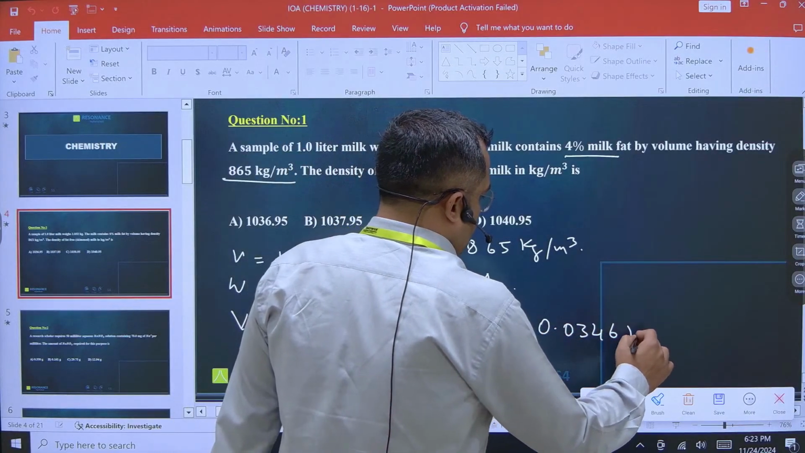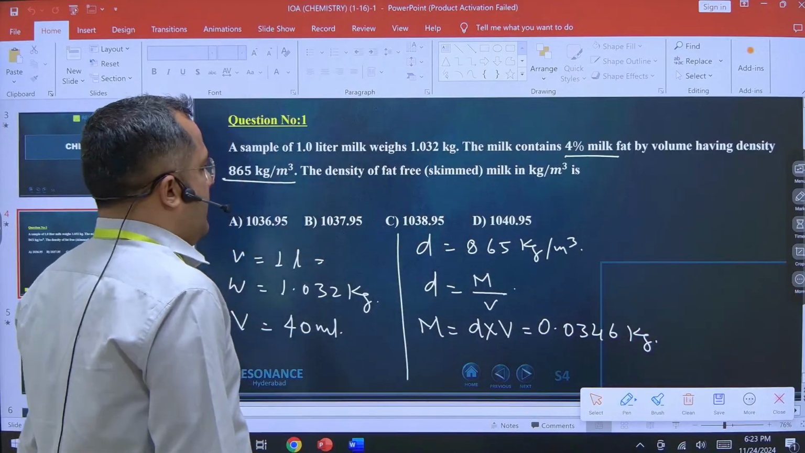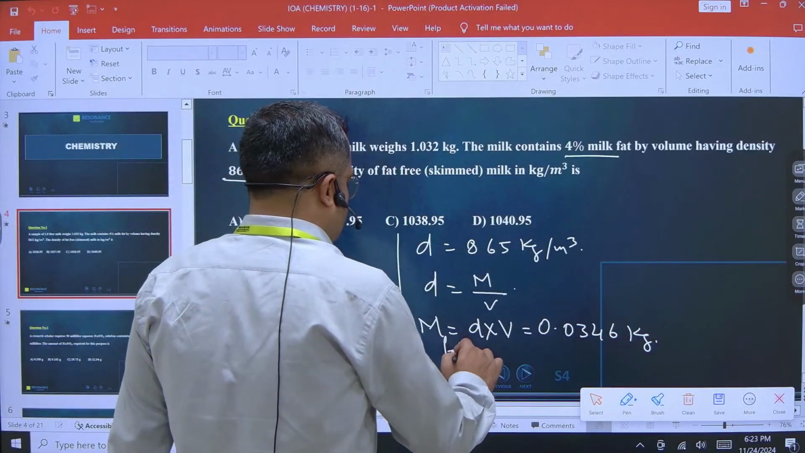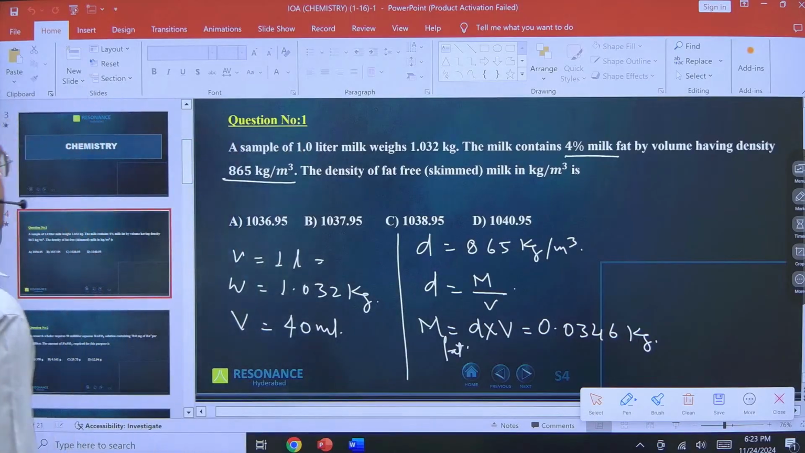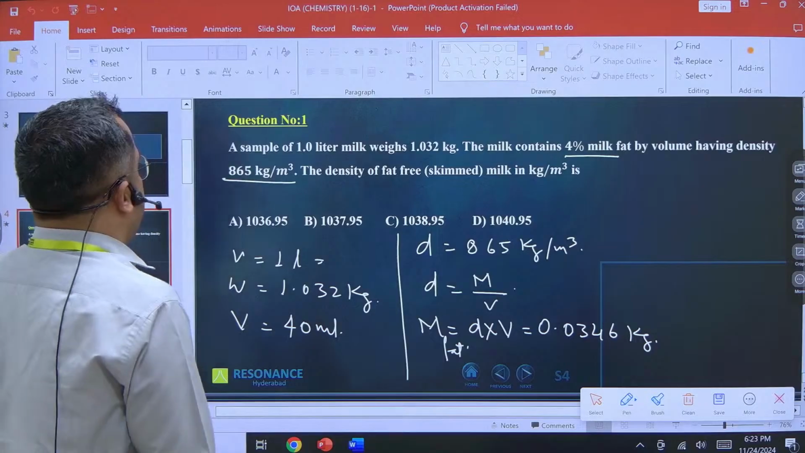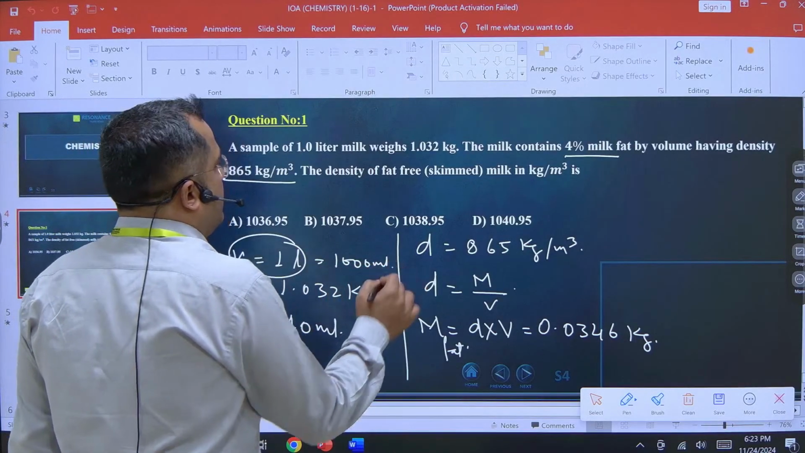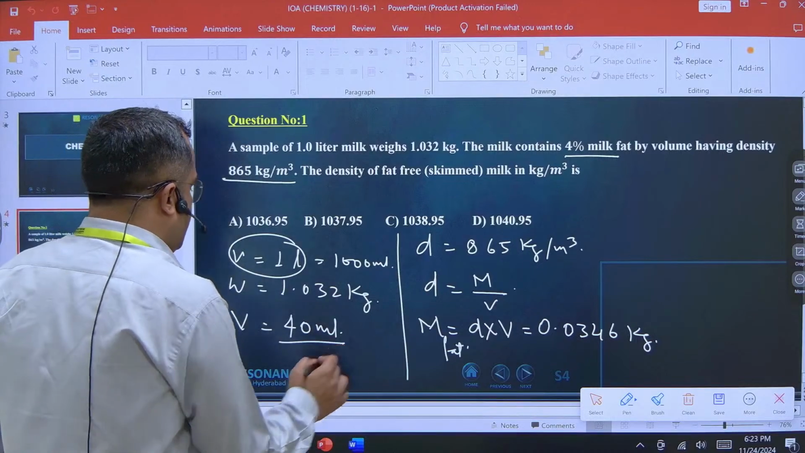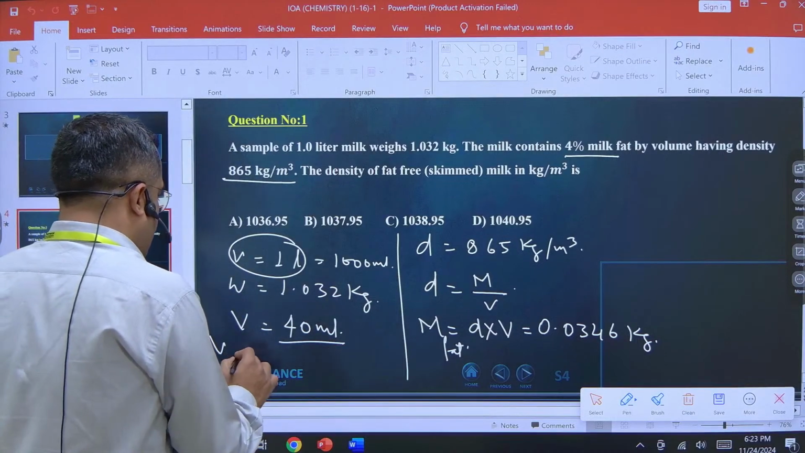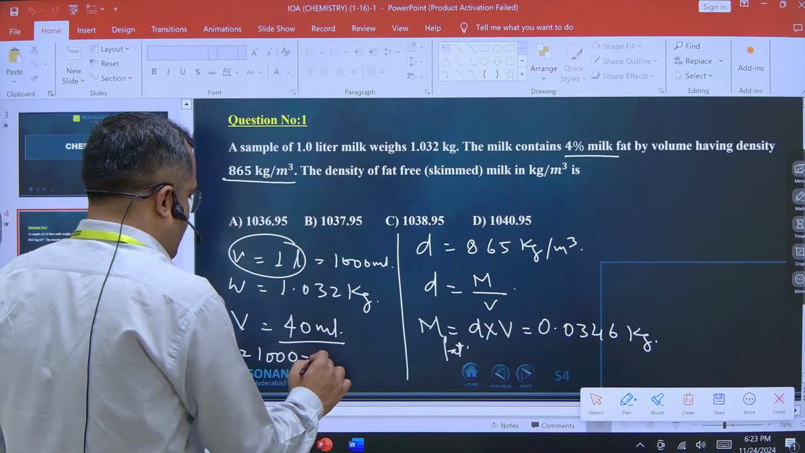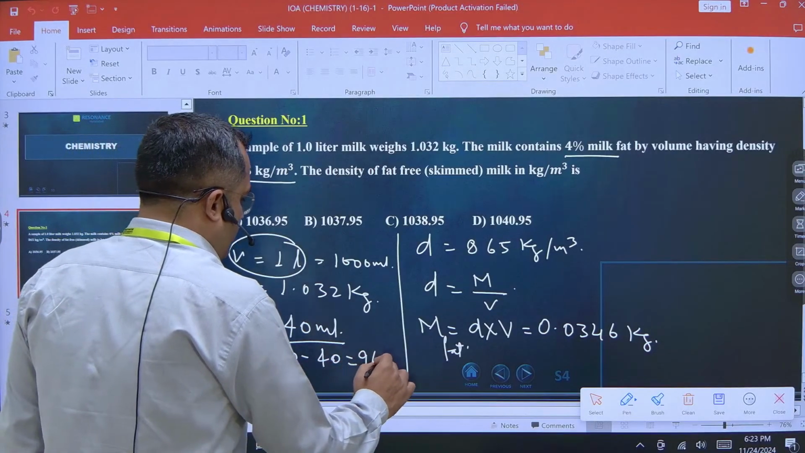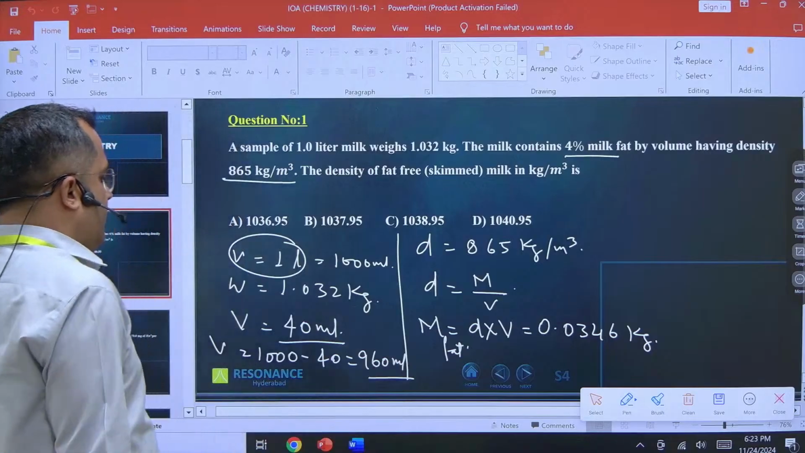0.0346. This is the mass of the fat, and we have to calculate the volume also, so that we can calculate the density. The total volume of milk is 1 liter, or we can say 1000 ml, and 40 ml is the fat here. So 1000 minus 40 is equal to 960 ml of fat free milk is there.